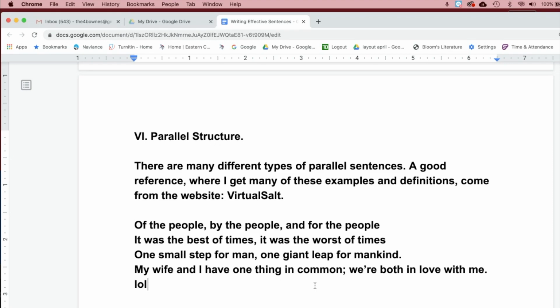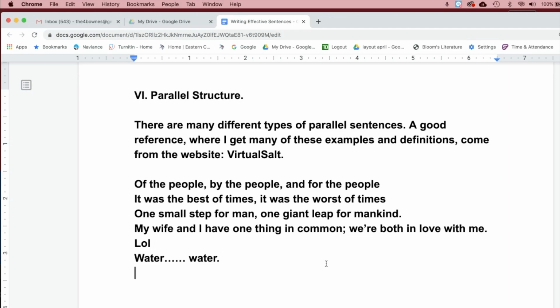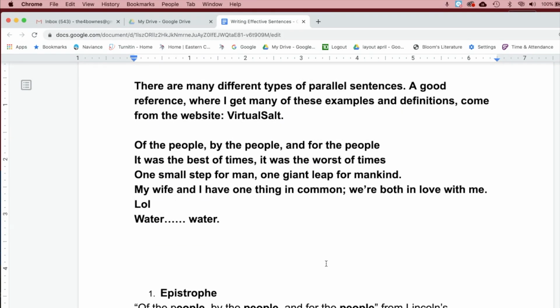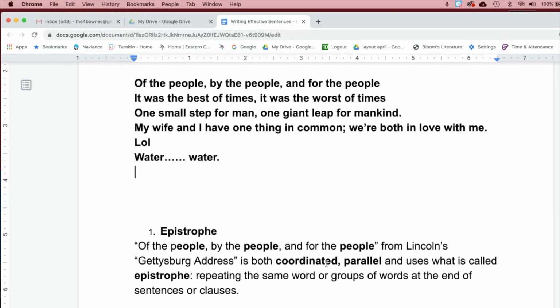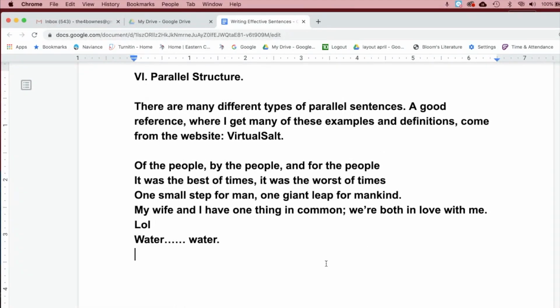When you learn to write in parallel structure, this is coordination. It's coordinated, but it takes it to the next level. All right. Where you begin a sentence with the word water, and then you end the sentence with the same word, water. All right. Again, I have a lecture going over the Greek models, 12, 13 different types, including epistrophe and anaphora, but that's for another lecture. This is already long enough.